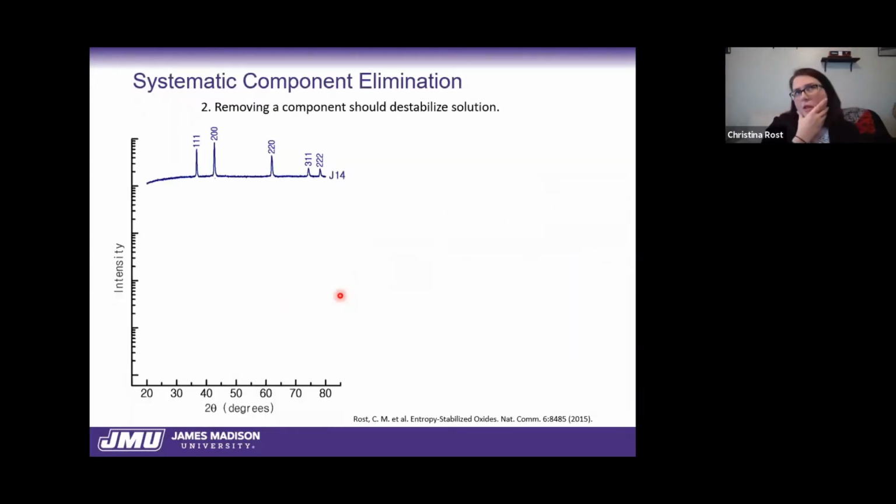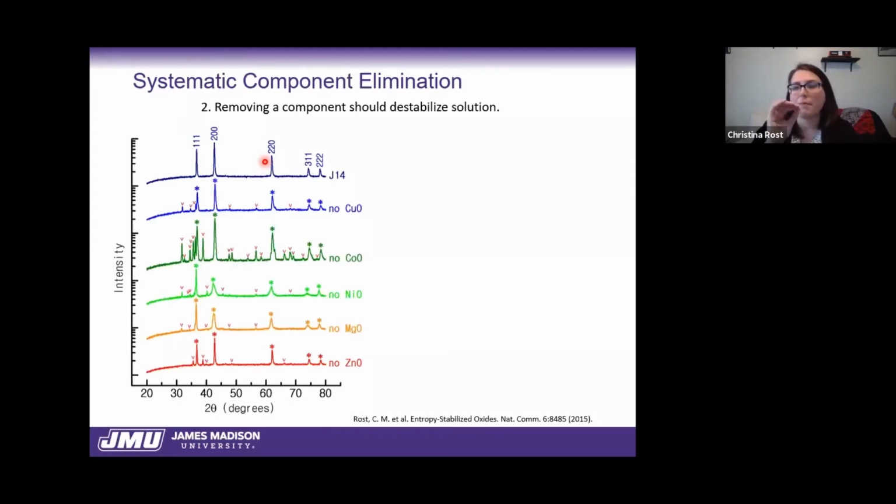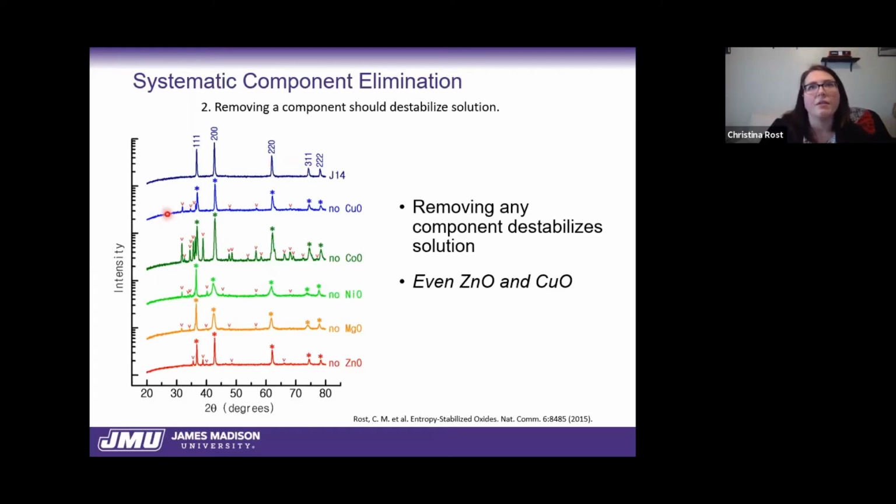The second criteria we thought about was a systematic component elimination. So removing a component should destabilize the solution. So up here is our single phase rock salt structure. And at this time, I believe this sample was done at about 900 Celsius, because simultaneous to us doing these experiments, we're also trying to hone in on what this transition temperature might in fact be. And then the following diffractograms are what happens when we pull an individual component out of our 5-oxide system. And we can see from this that removing any one of the components destabilizes the solution.